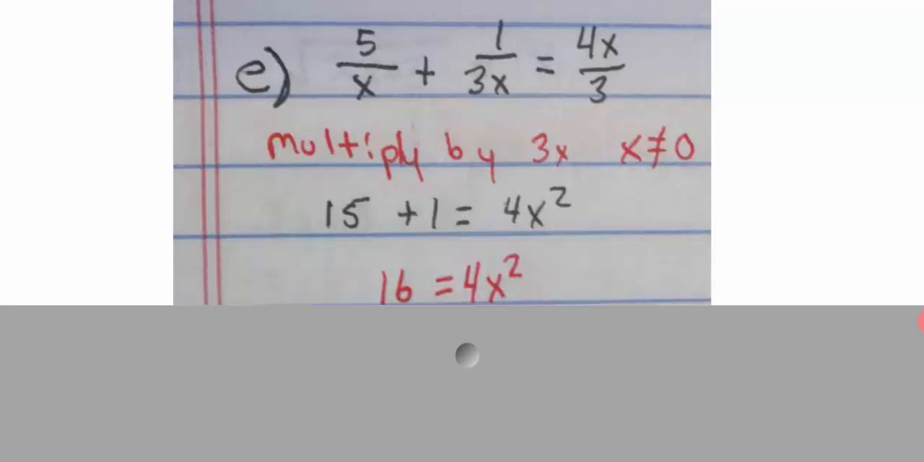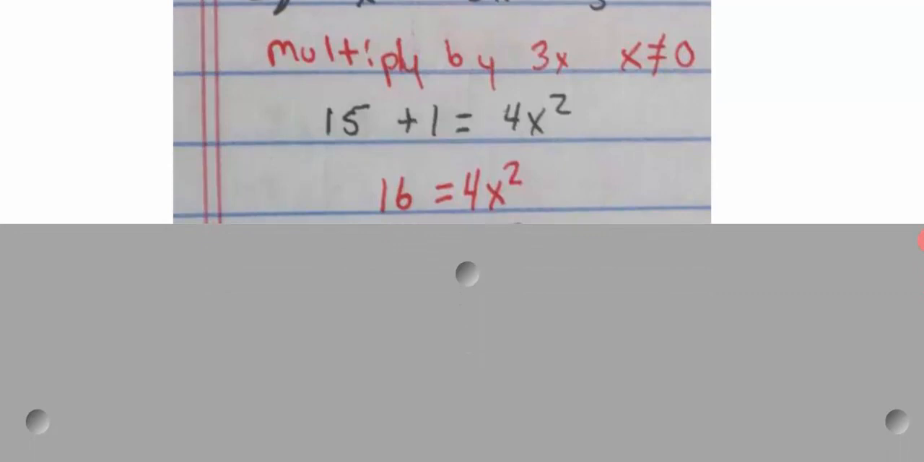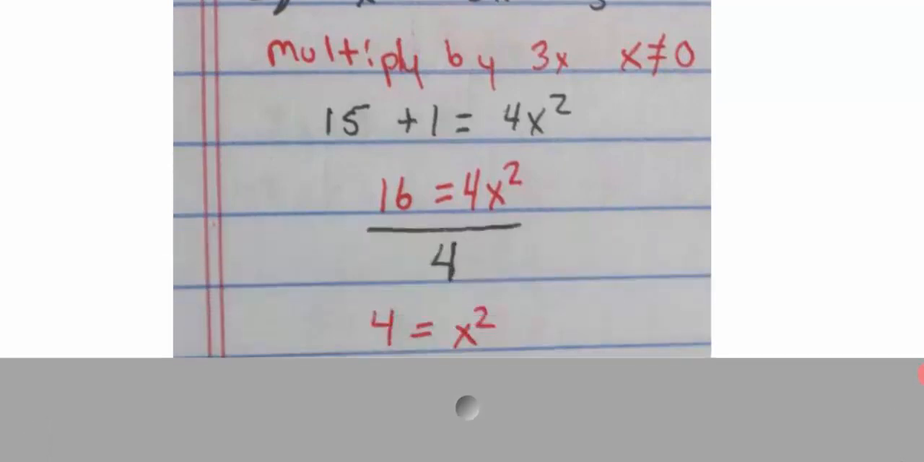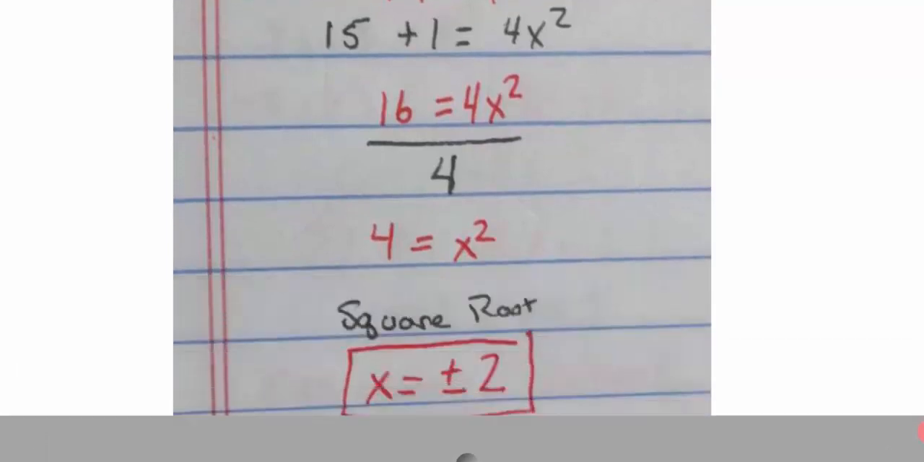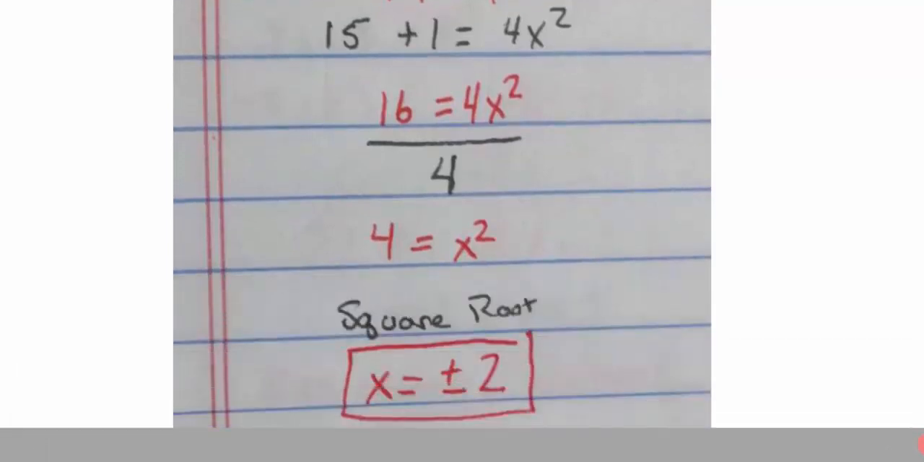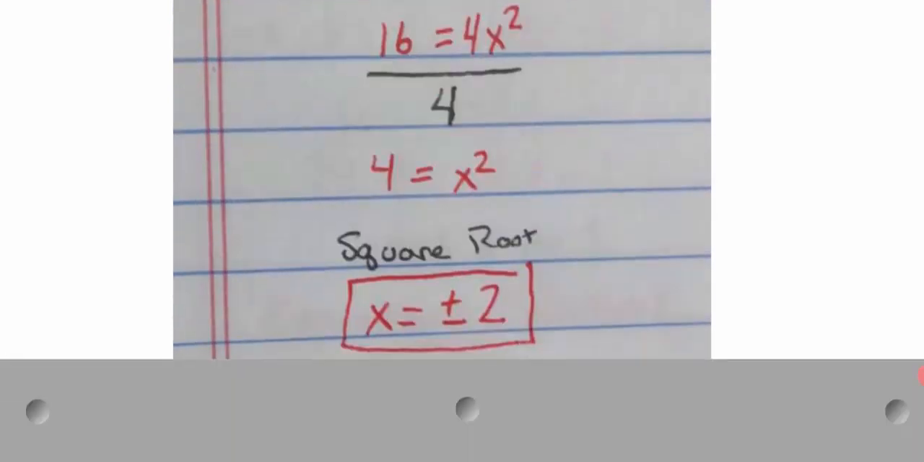So now we're just going to combine like terms. And it looks like here we need to divide everything by 4. We want to get that x squared by itself. So now we've got 4 equals x squared. So we take the square root, and we end up with positive and negative 2. And we want to check those: plug positive 2 and negative 2 back in and make sure they work.